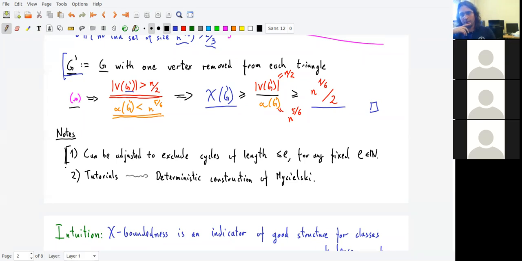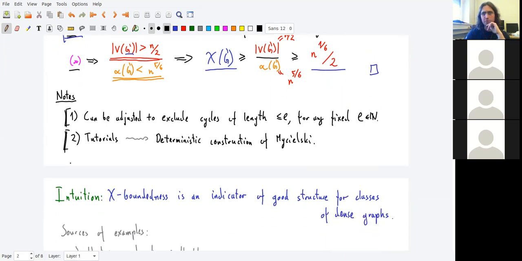You just need to adjust the probability of the existence of an edge and be more careful about estimating the number of cycles that you get in the graph. So this is one thing. Second, for the particular case of triangle-free graphs, there are known deterministic constructions of such graphs. They're not very hard. We will see one during the tutorials due to Mycielski. This is an old construction that is actually very nice. Good. So this was this proof.